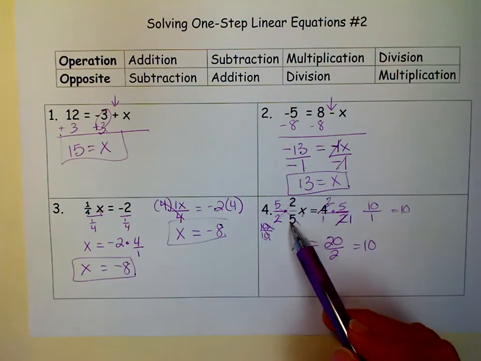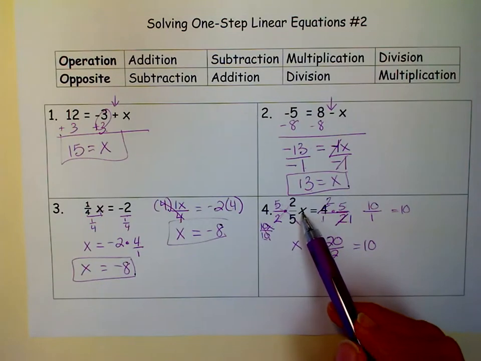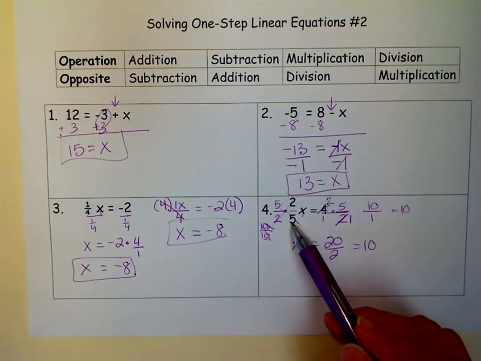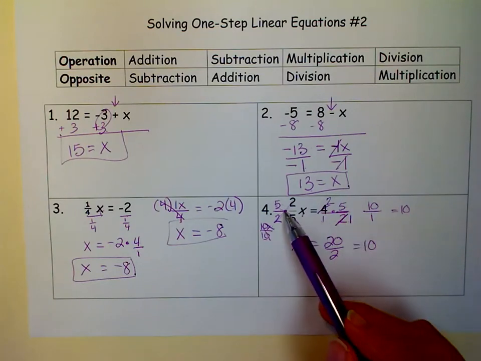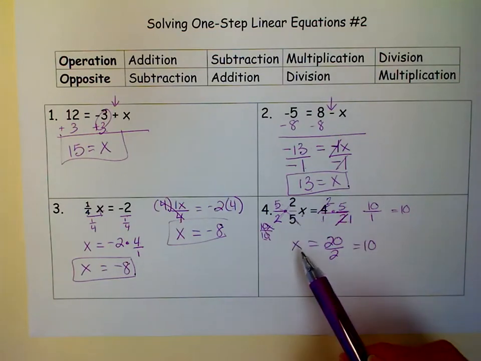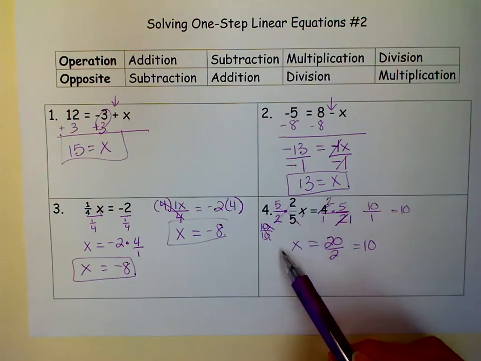Just remember, when you see a fraction as a coefficient of x, you get rid of it by multiplying both sides, because we always do the same thing to both sides, by the reciprocal of whatever fraction that is. And remember, reciprocal means you flip the fraction over.